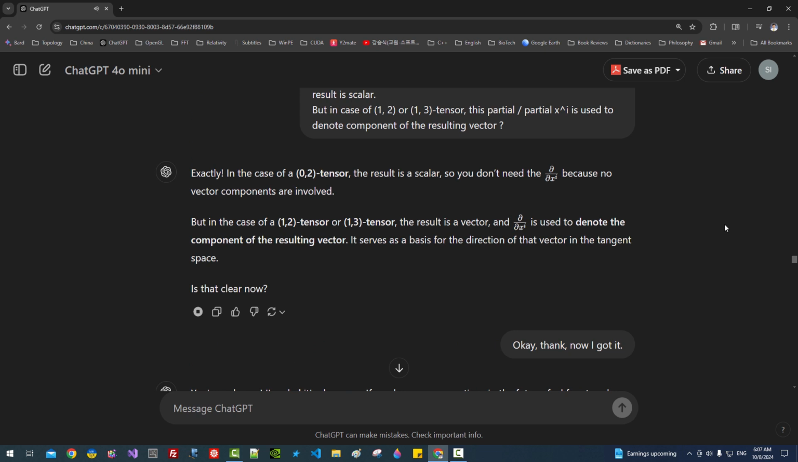Exactly. In the case of a (0,2) tensor, the result is a scalar, so you don't need the \frac{\partial}{\partial x^i}, because no vector components are involved. But in the case of a (1,2) tensor, or a (1,3) tensor, the result is a vector. And \frac{\partial}{\partial x^i} is used to denote the component of the resulting vector. It serves as a basis for the direction of that vector in the tangent space.